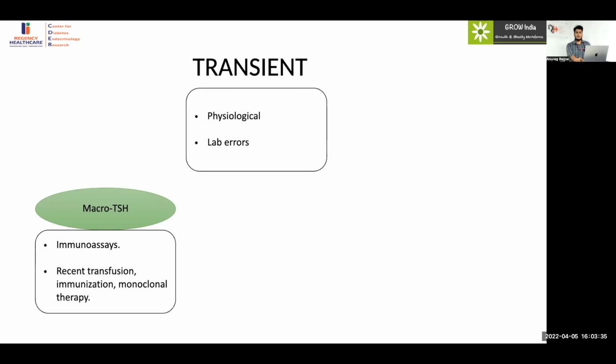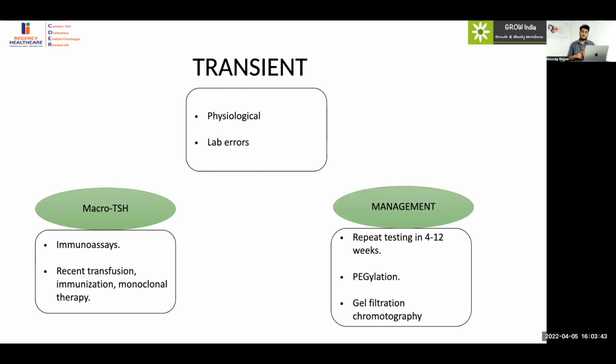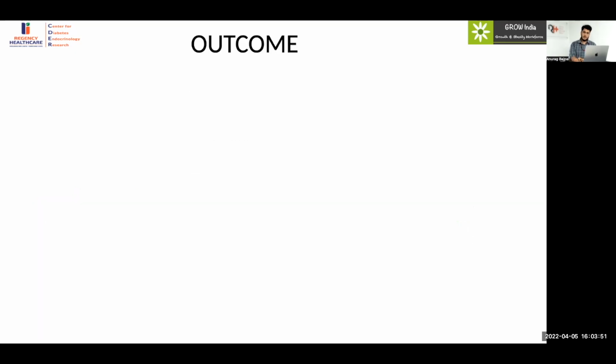And this is more commonly seen when there is a history of recent transfusion, immunization, or any form of monoclonal antibody. In this case, it is wiser to repeat the testing in the next 4 to 12 weeks, and repeat it using either PEG precipitation or gel filtration chromatography.